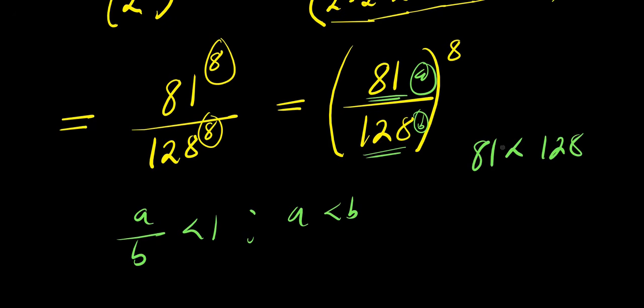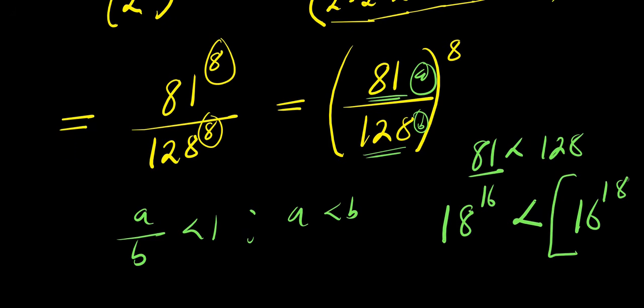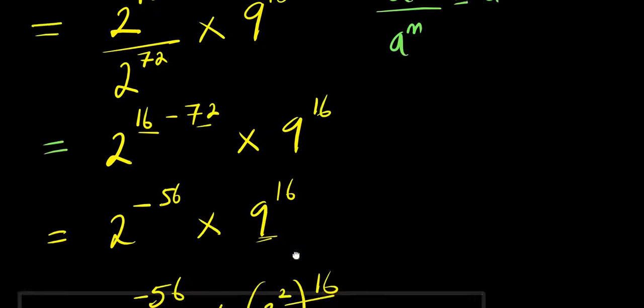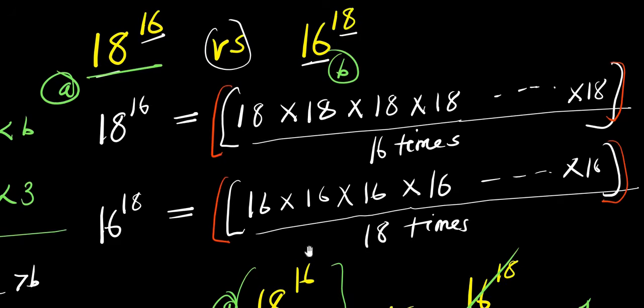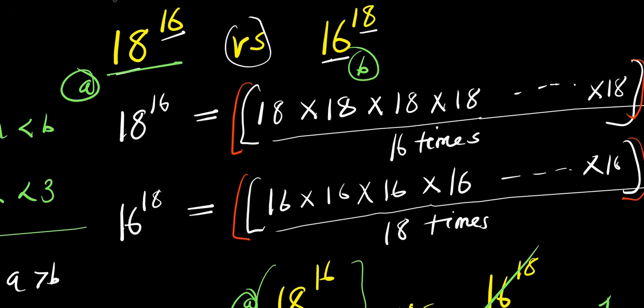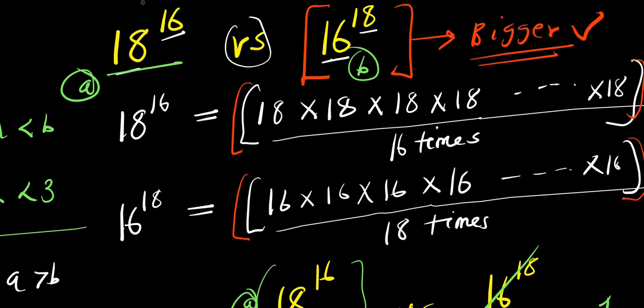And what was our 81? Based on the question, that is 18 power 16, and it's less than 128, which is 16 power 18. So the bigger number here is 16 power 18. 16 power 18 is bigger than 18 power 16. That is it. Thank you and goodbye.